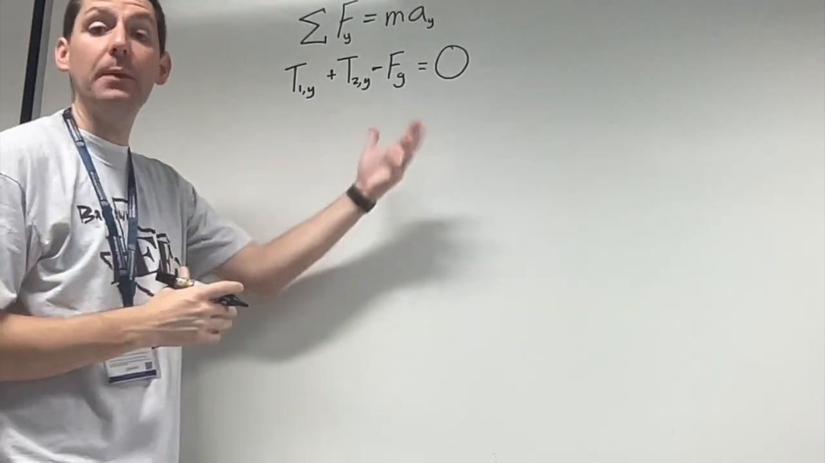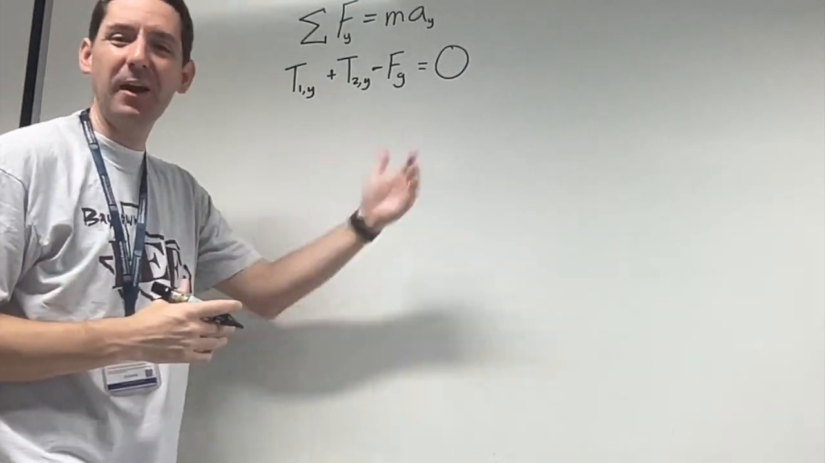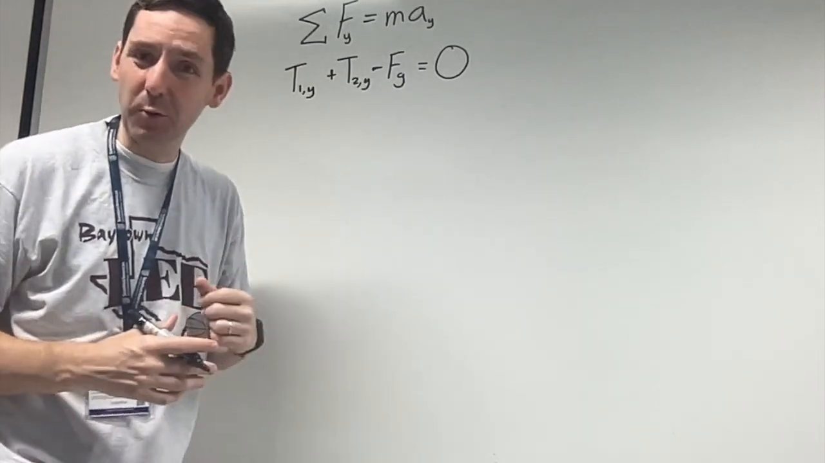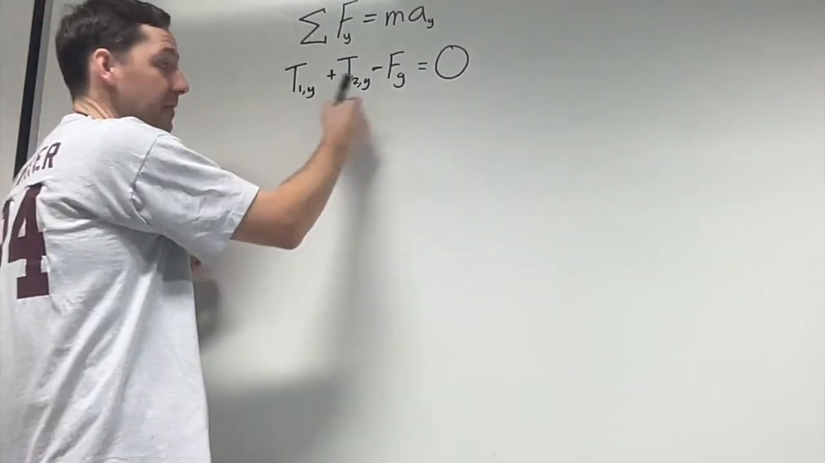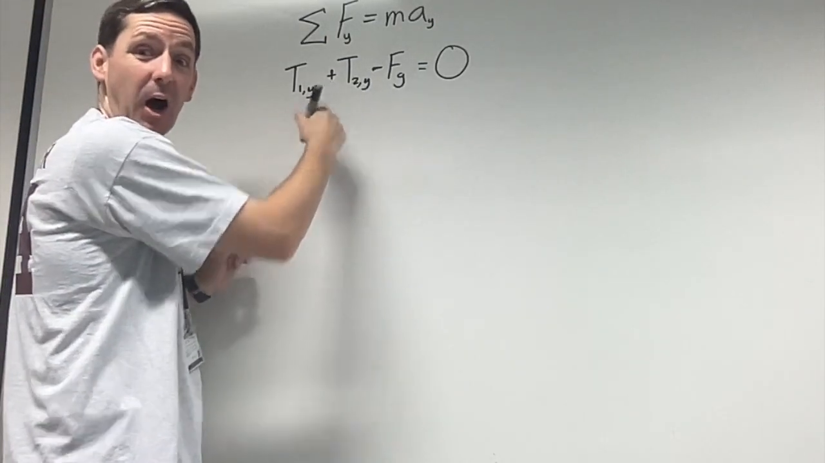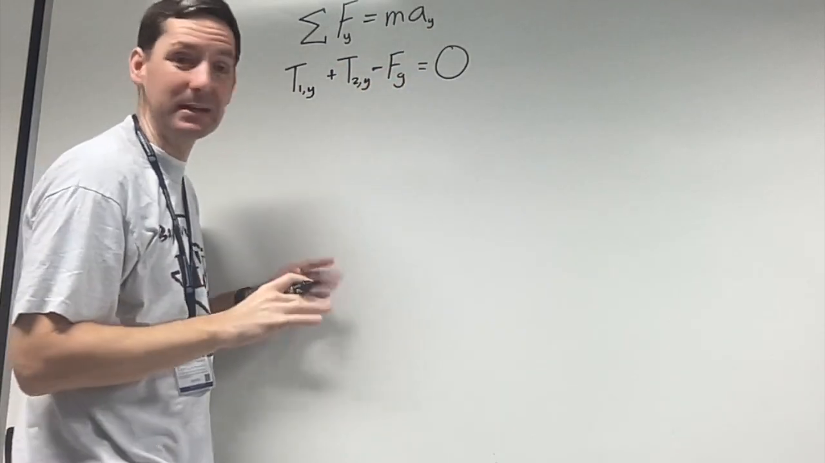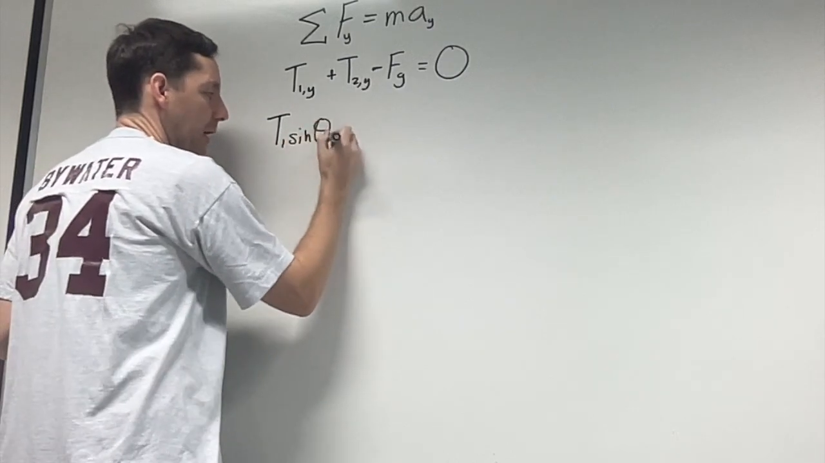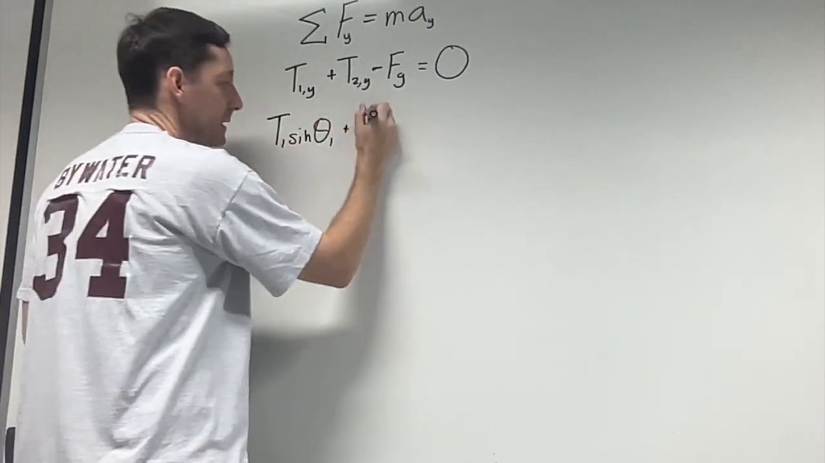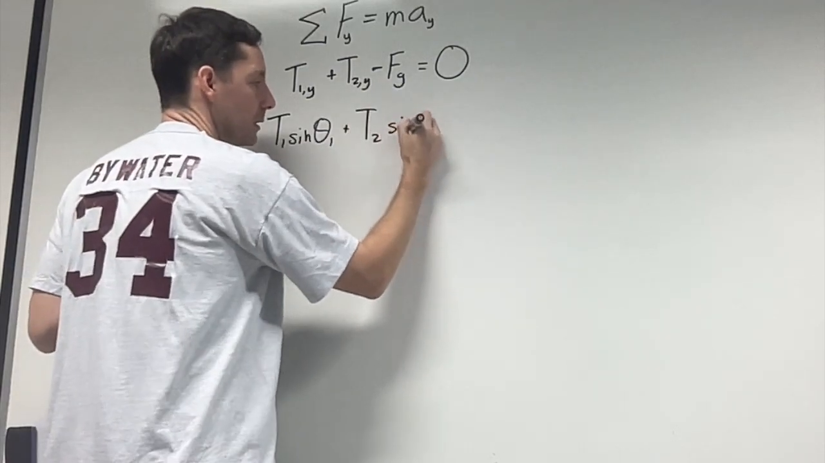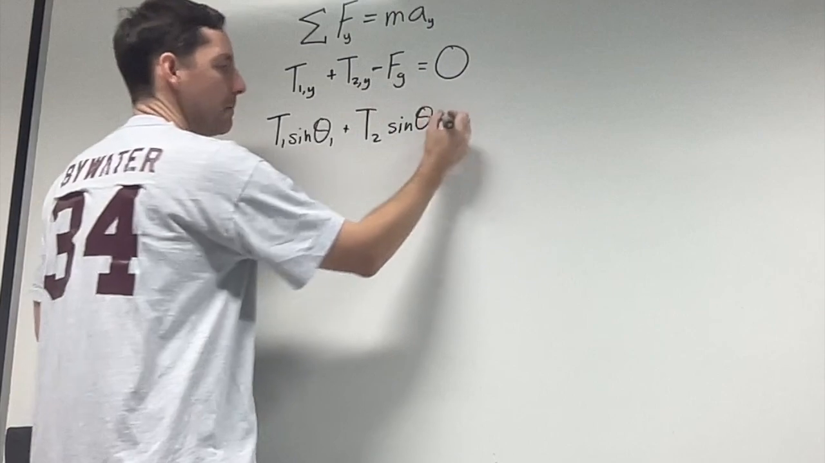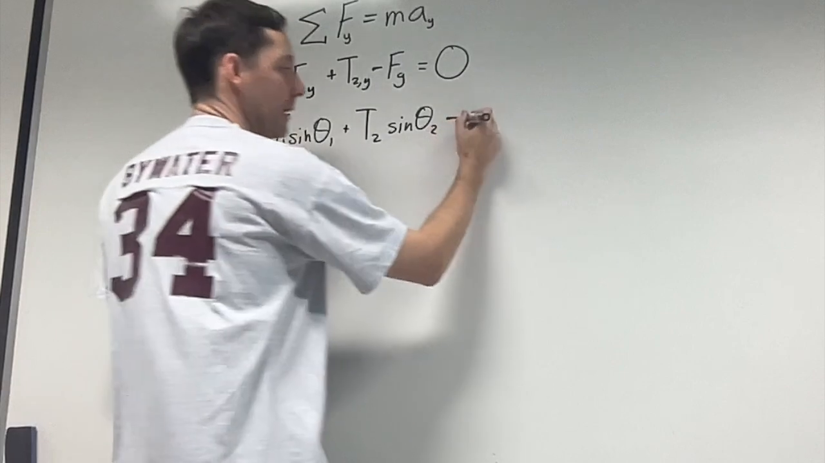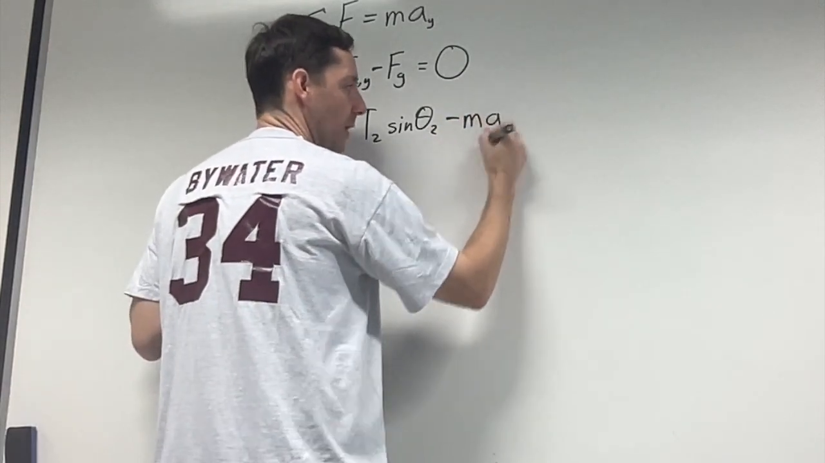So now we're going to try to put this in terms of variables that we measured, variables that we know, and the one variable that we're looking for, which is the mass. We've already actually done the first two here. We did this on the first page of the lab. That was the first thing that we did. And so this is T1 sine theta 1. This one is T2 sine of theta 2. And then minus the force of gravity. The force of gravity is mg, right? The mass of the object times the gravitational acceleration.